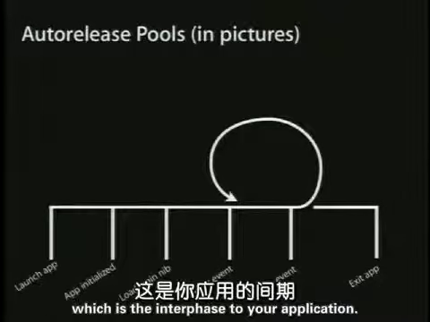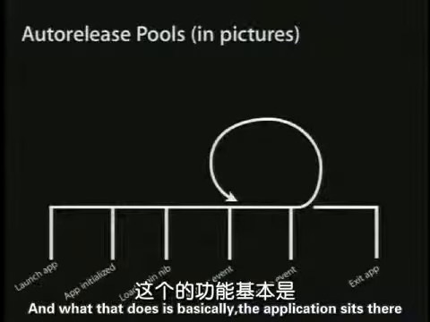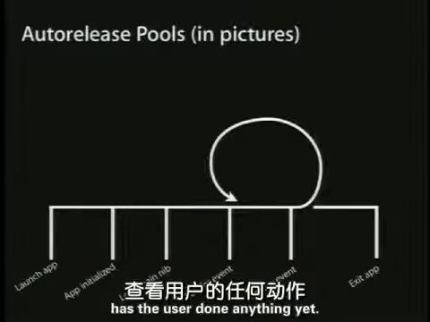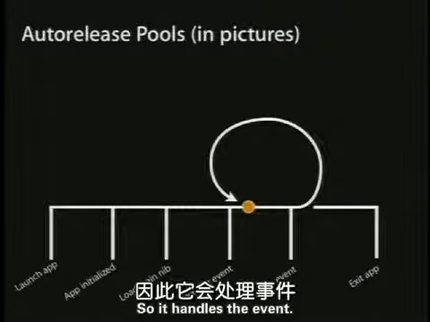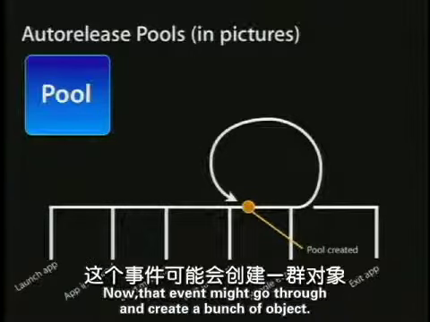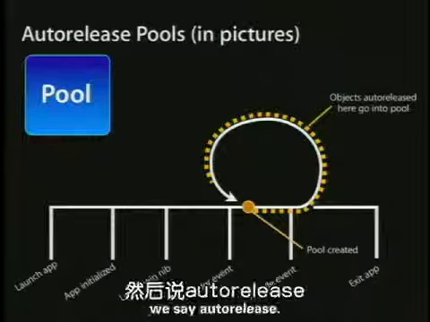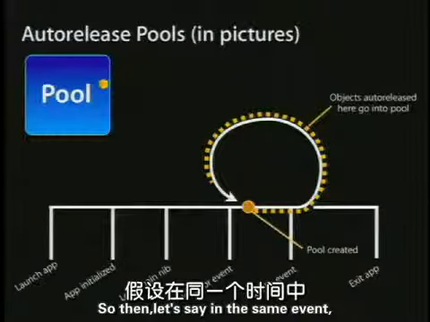And then UIKit automatically creates and releases the auto-release pool, automatically drains the auto-release pool with every run loop, every event. So, here's the life cycle. When you start your application, you launch the app on the iPhone, it initializes the application, and then it loads the main nib, which is the interface for your application. Then it starts something called a run loop. The application sits there monitoring inputs to say, hey, has the user done anything yet? At the point that they actually do something, it proceeds to here.